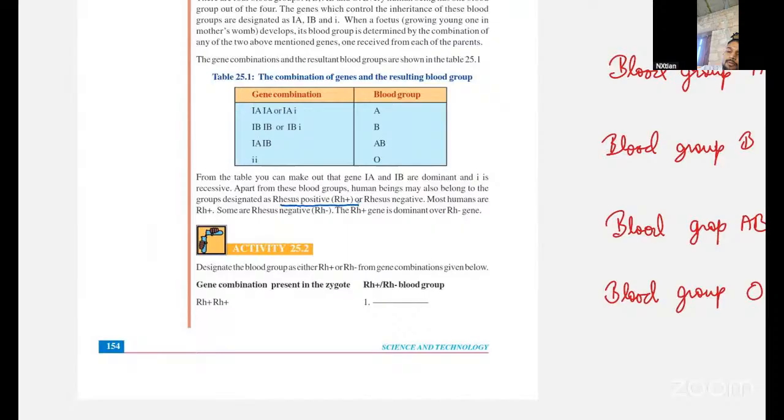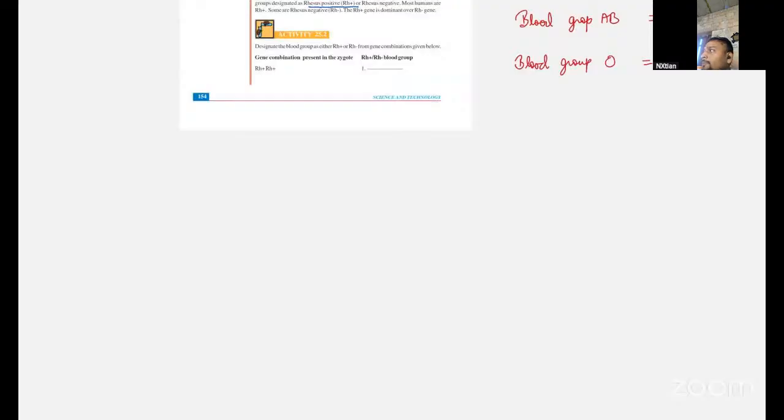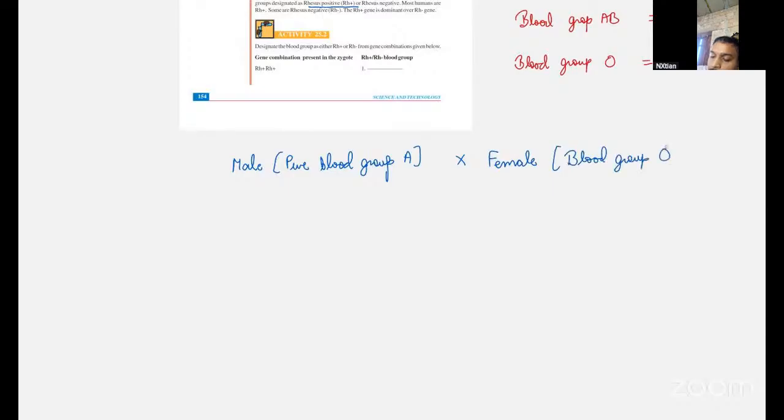Okay. Now we will do one question. Everyone, please pay attention. A parent having a pure blood group A, like the male parent has pure blood group A, and the female, or the wife, has blood group O.